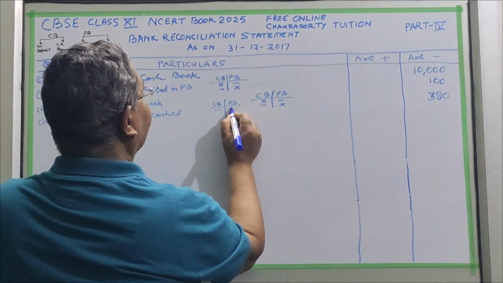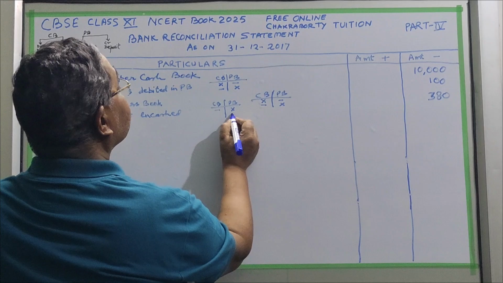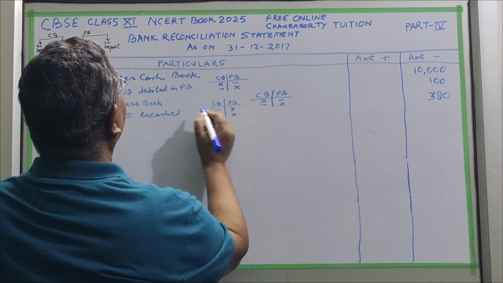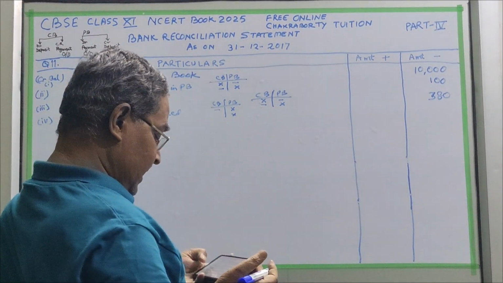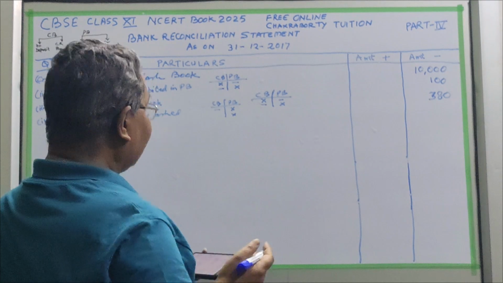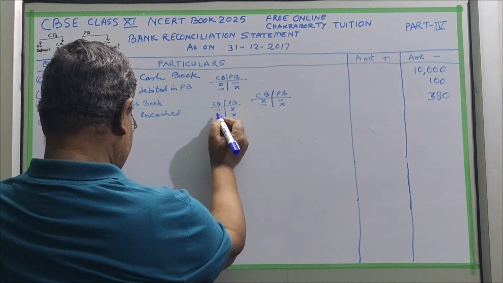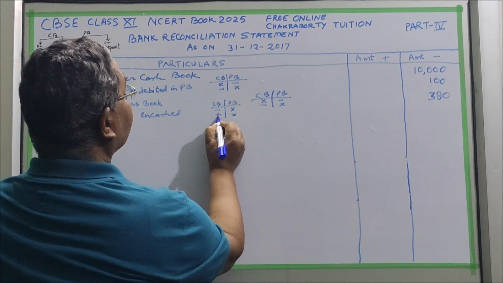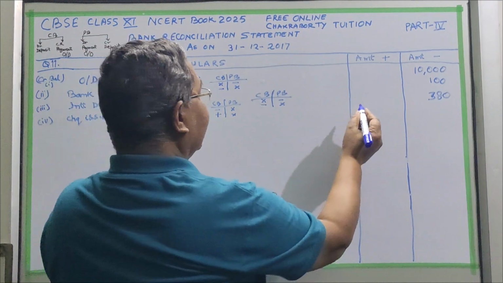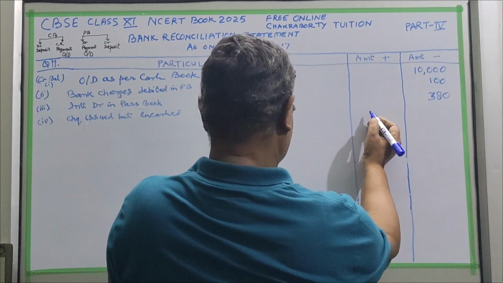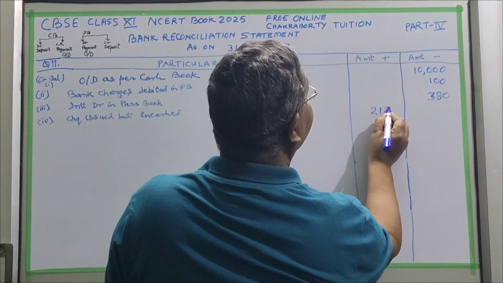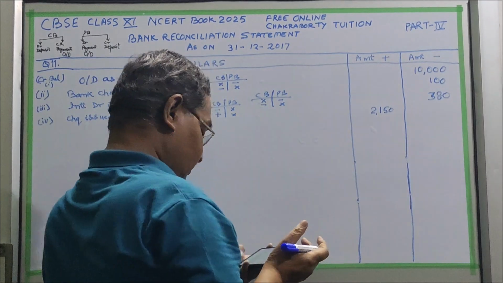But in the passbook nothing was done. And in the passbook you cannot suggest anything also because as per cash book you are doing OD. So here what you should do, you have previously done a minus entry. This time you should go for plus. So plus entry you should go for 2150. Okay. Now fifth point.